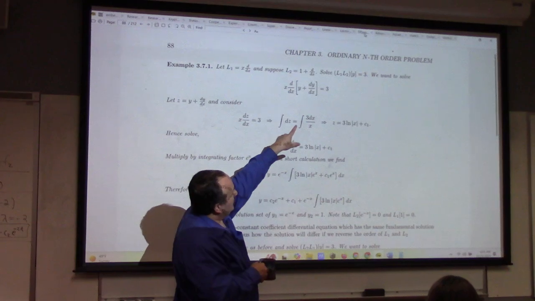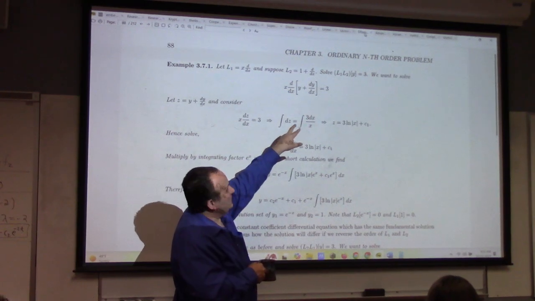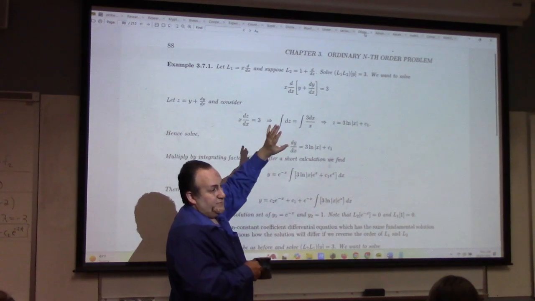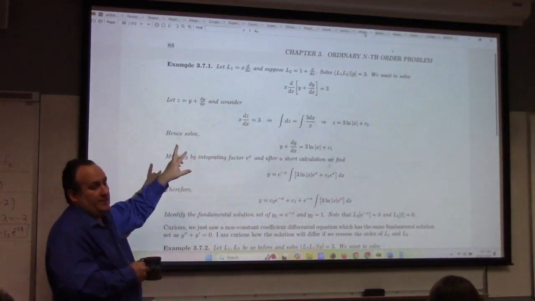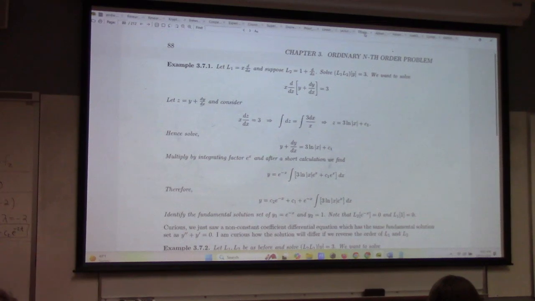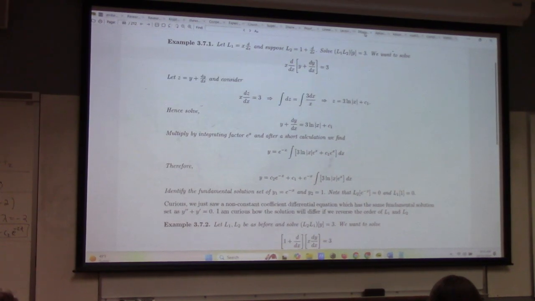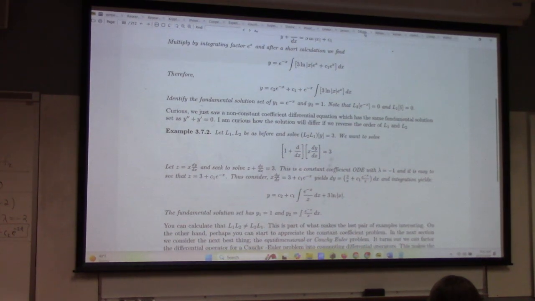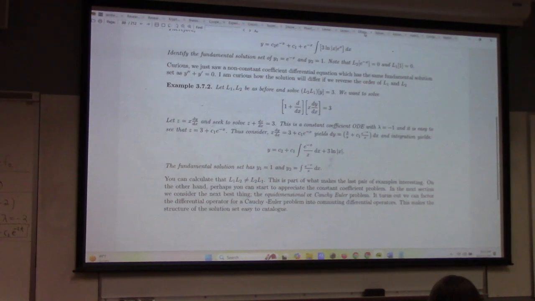What's interesting here is if you solve the other way, so if instead of solving L1 L2 y equals 3, you solve, say, L2 L1 y equals 3, it's a different differential equation. They're not the same, because here L1 and L2 do not commute. These are not commuting operators. So here's the next example: I solve the other way, and we find a different solution. That's because these operators do not commute.